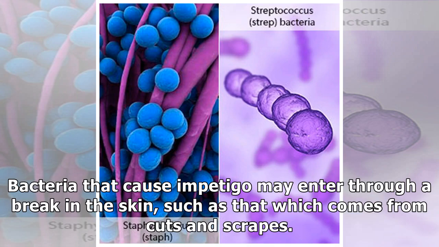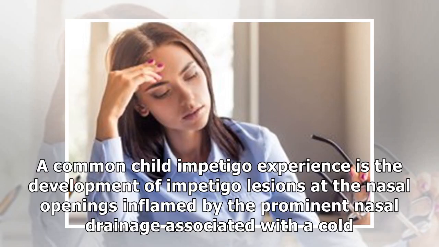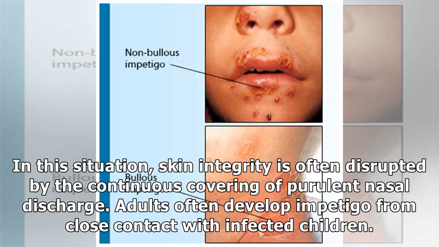Bacteria that cause impetigo may enter through a break in the skin, such as that which comes from cuts and scrapes. A common child impetigo experience is the development of impetigo lesions at the nasal openings inflamed by the prominent nasal drainage associated with a cold. In this situation, skin integrity is often disrupted by the continuous covering of purulent nasal discharge.